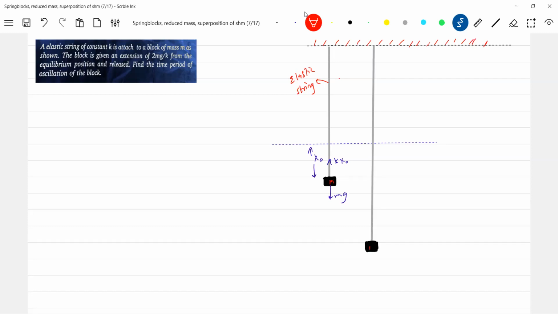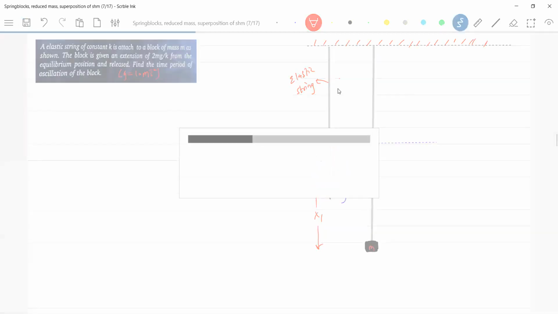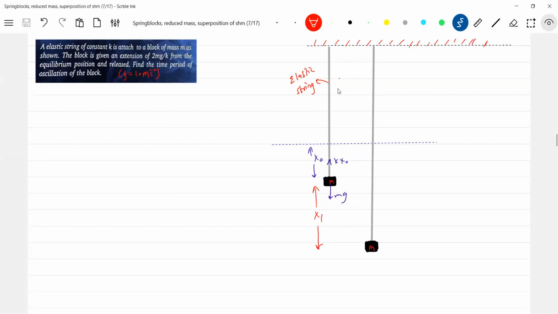Okay, this is m. So how much extension is given? Let me call this x1. Can it be horizontal? No, no, no. It is vertical, I'll give g. If it were horizontal, it would be independent of the amplitude of oscillation, am I right? Because of the vertical, things will come. Okay, what is x1? This x1 should be equal to 2mg/k, am I right?